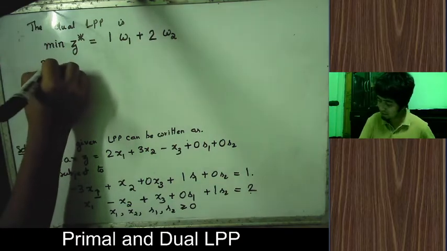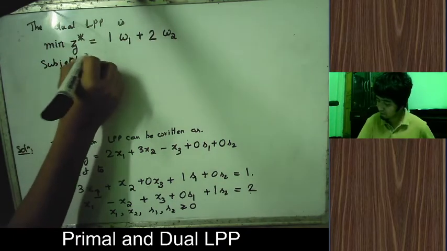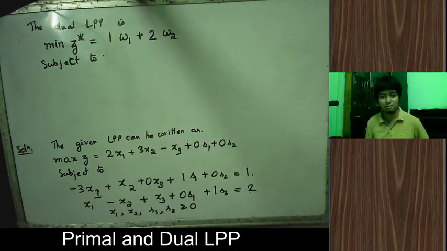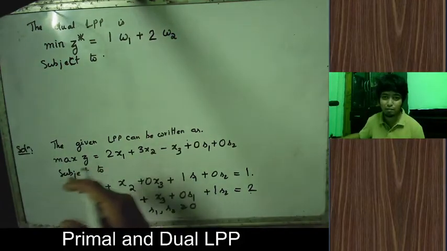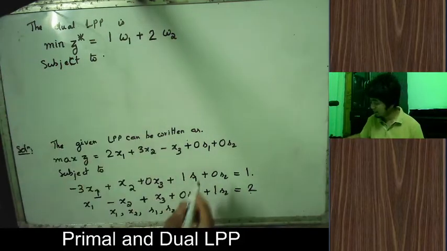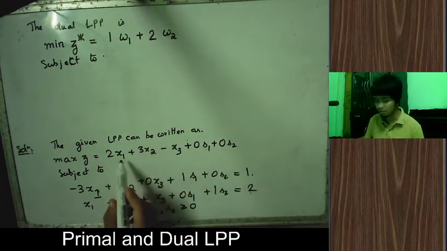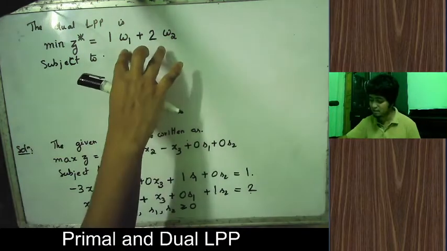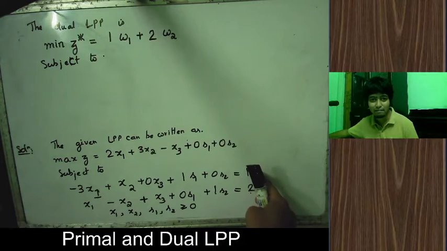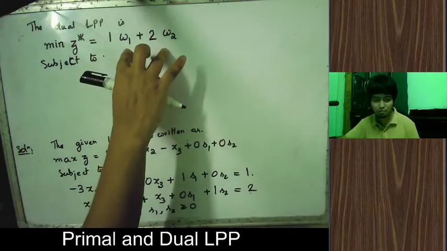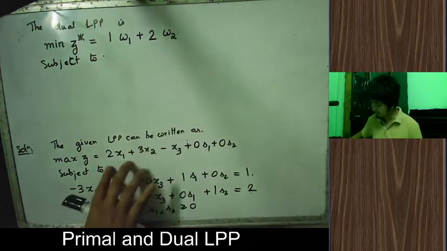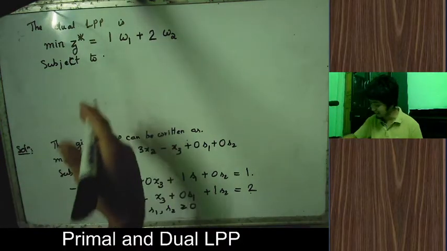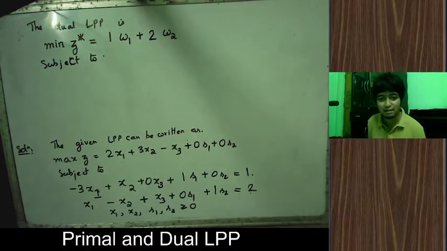So, subject to, I forgot the question. It was 2x1 plus 3x2. Let us see now how we are going to form the constraints. If you see, we will be having 5 constraints because we are having 5 variables. The two constraints that we are having in the primal LPP have changed into 2 variables, whereas the 5 variables that we are having will be changed into 5 constraints. How exactly are we going to do it? It's just like this.